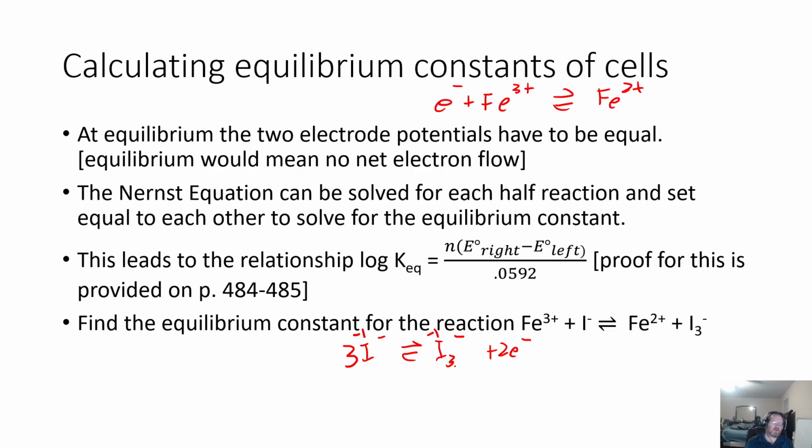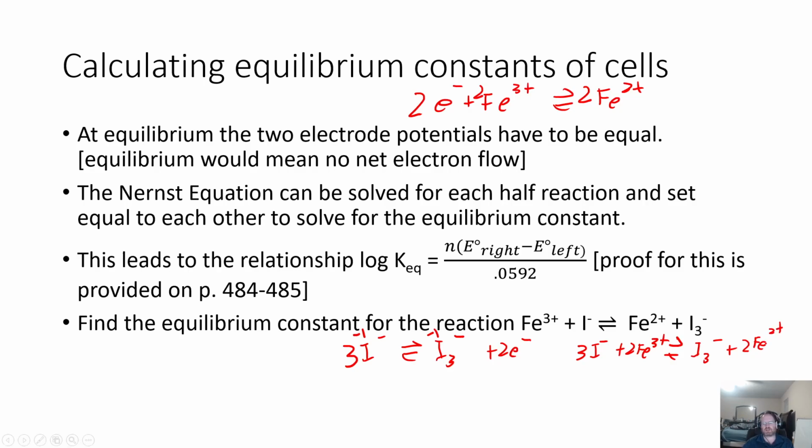Now, from there, if I want to add these two reactions together, this means the iron, I would need to double all of these so that the electron numbers were the same, and then when I add them together, I get a balanced reaction that says that 3I minus plus 2 Fe3 plus is in equilibrium with, and then on the product side, we have I3 minus plus 2 Fe2 plus.